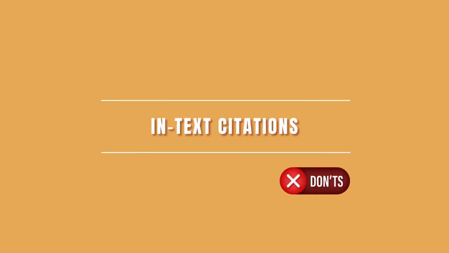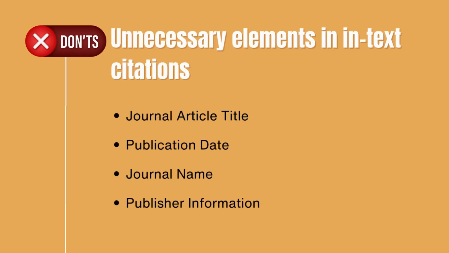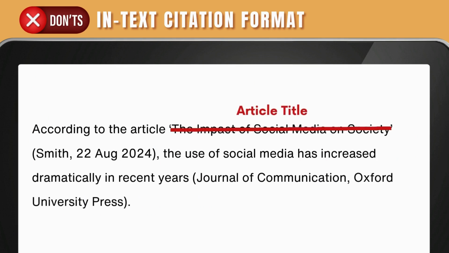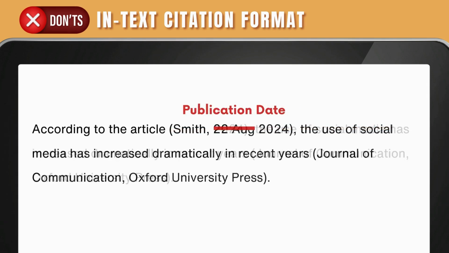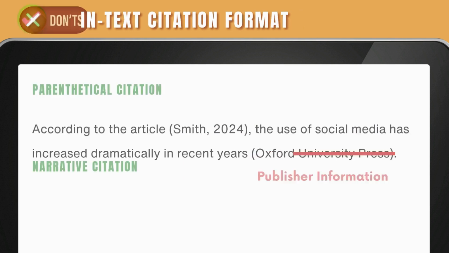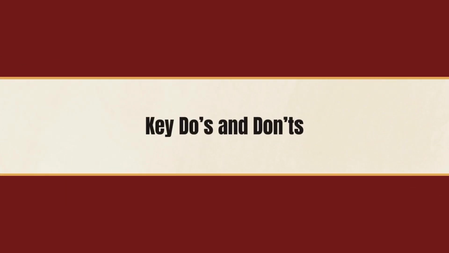Now let's cover a few don'ts. First, you'll want to avoid including unnecessary elements in your in-text citations. Things like the title of the article, the publication date, the name of the journal, and publisher information are generally not needed. To wrap up, let's review the key do's and don'ts covered in this video.